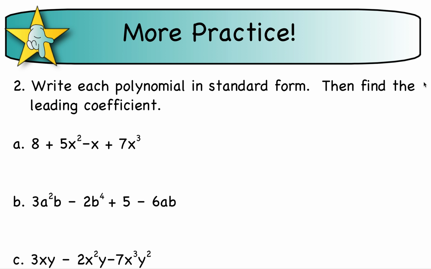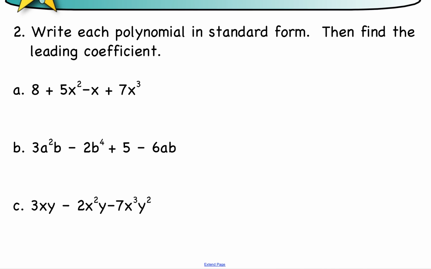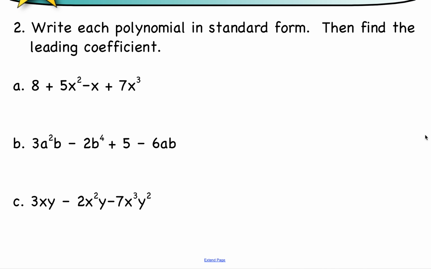So let's put some of that into practice so we can make sense of this. Our directions say to write each polynomial in standard form, and then find the leading coefficient. So for this first problem, to put this in standard form, we need the term with the highest degree first. So 7x cubed comes first, and then the 5x squared would come after that. Remember to keep the sign that goes to the left. Then we would have negative x, and then we would have plus 8. So that is in standard form.